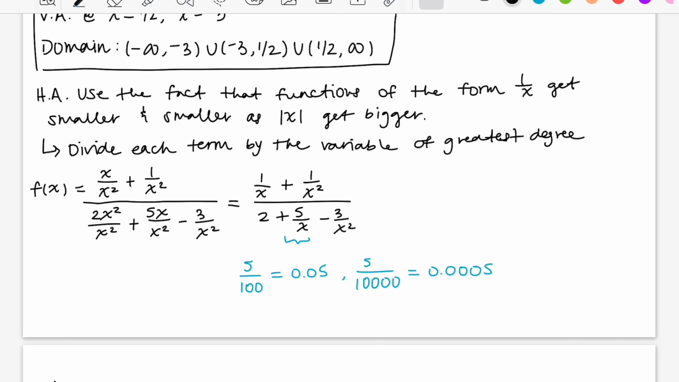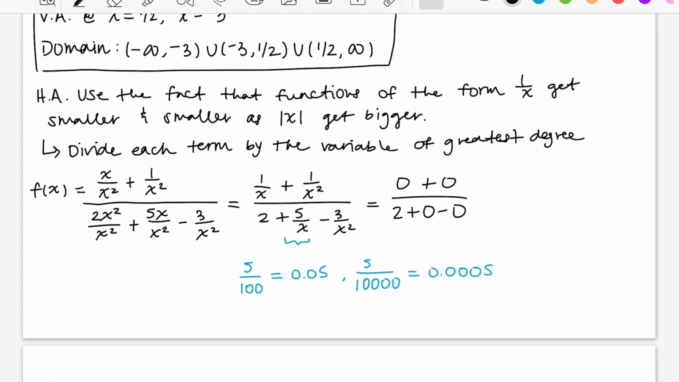So what we'll do is we say that as x approaches infinity, 1 over x is going to get close to 0, 1 over x squared is going to get close to 0, 2 is going to stay there, 5 over x gets close to 0, and 3 over x squared is also going to get close to 0. So as x approaches infinity, this is what happens.